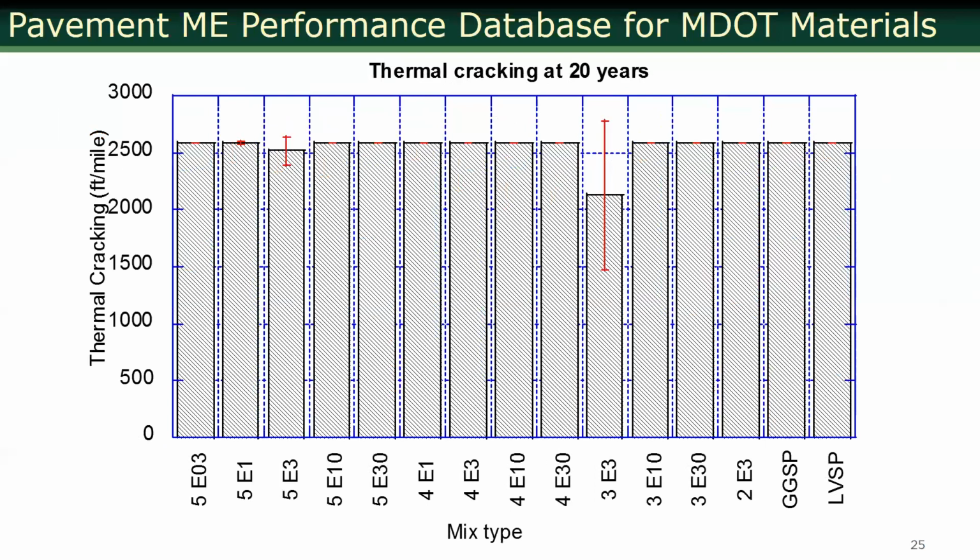So now for thermal cracking, we saw nothing. All the thermal cracking, we were using a single K. They were all predicting the same, regardless of the mix type. And this is the type of problem even MDOT was experiencing. So we actually see that the 4 mixes perform better than the 5 mixes for thermal.